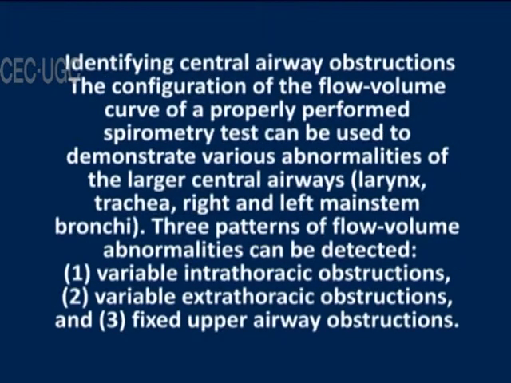Identifying central airway obstruction. The configuration of the flow volume curve of a properly performed spirometry test can be used to demonstrate various abnormalities of the larger central airways, that is larynx, trachea, right and left main stem bronchi. Three patterns of flow volume abnormalities can be detected. One is variable intrathoracic obstructions. Second is variable extrathoracic obstructions. And three is fixed upper airway obstructions.